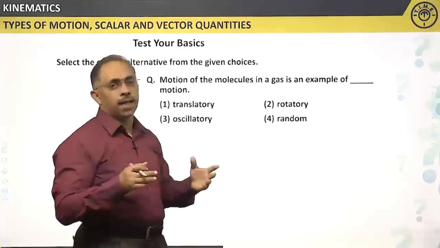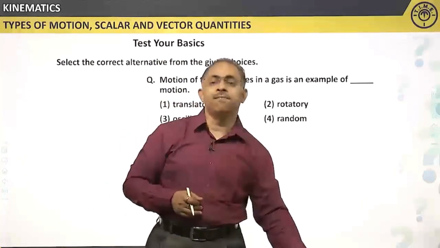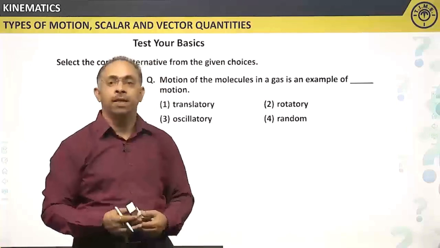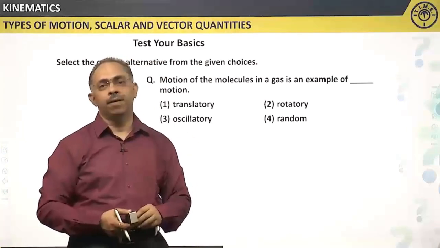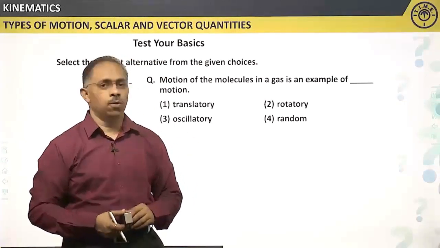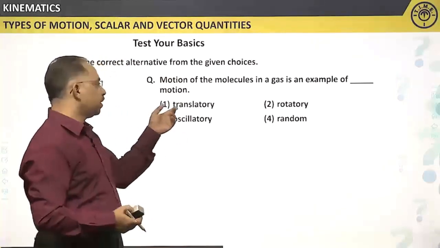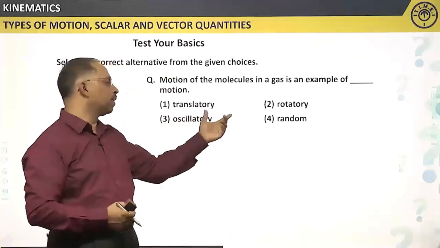Motion of the molecules in a gas. Can you specify that the molecules should move in a particular direction like this only? Is it possible that way? No, right? See the options over here: translatory, rotatory, oscillatory, random.